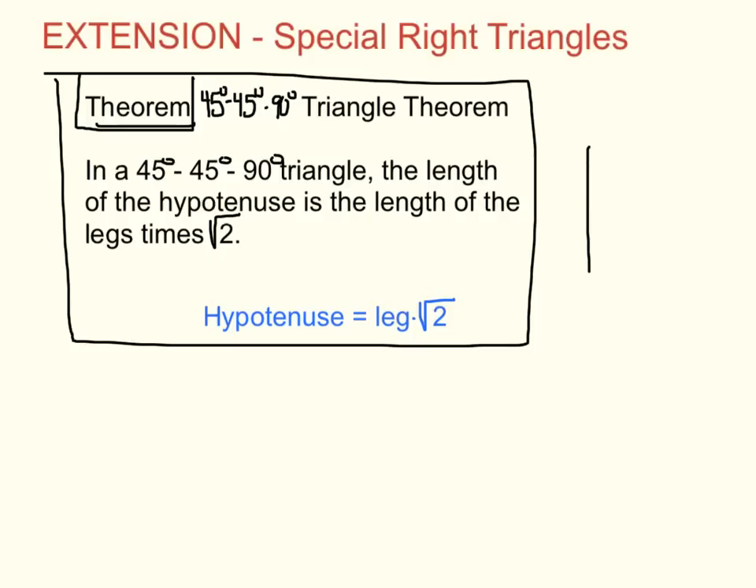So if I had a triangle, and it has to be a 45-45-90 triangle. So 45, 45, 90. The two legs, we're just going to call them S as the sides. To find the hypotenuse, you take the sides of the leg and you times it by the square root of 2. So for example, if I gave you a picture and the triangle looked like this.